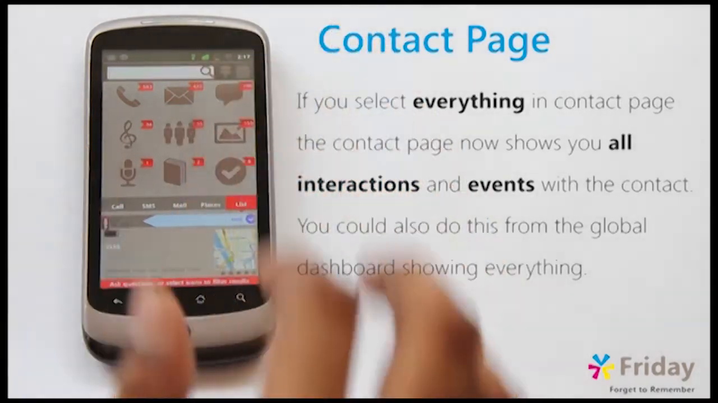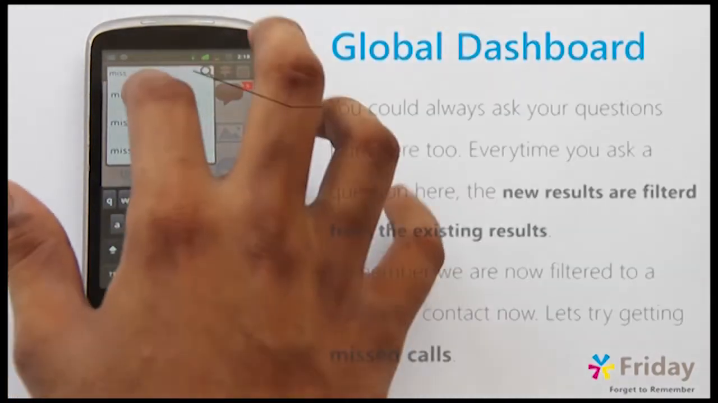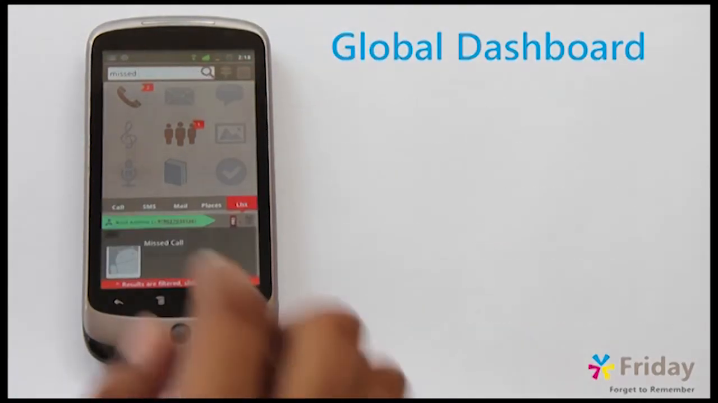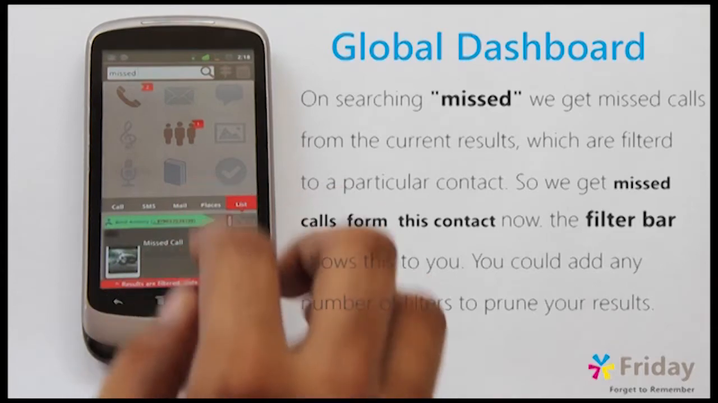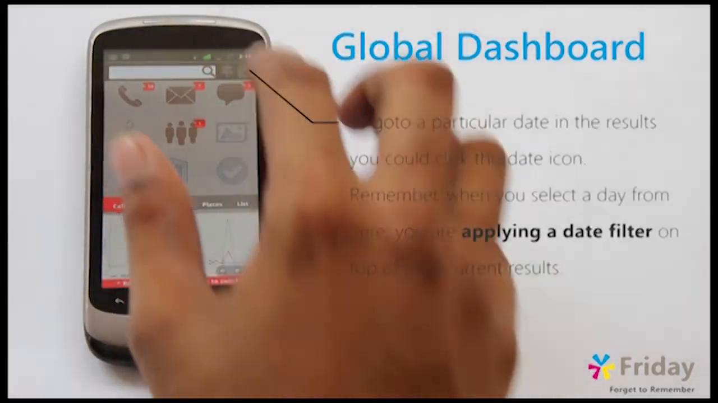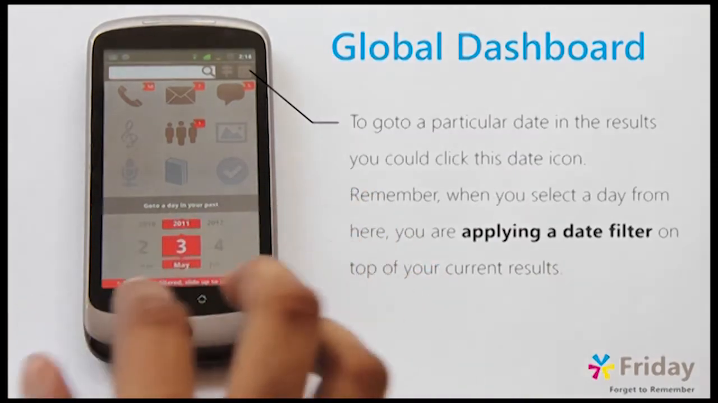Remember that while doing so, you can always ask Friday a question from the search box. In this case, we're looking for missed calls. We see a list of all of the calls from a specific person because we're still filtered to only find information about them. Selecting the calendar and then clicking a date will further prune our information down.